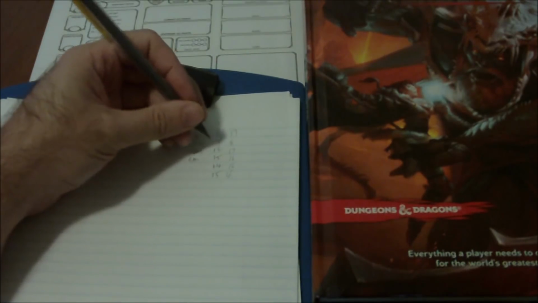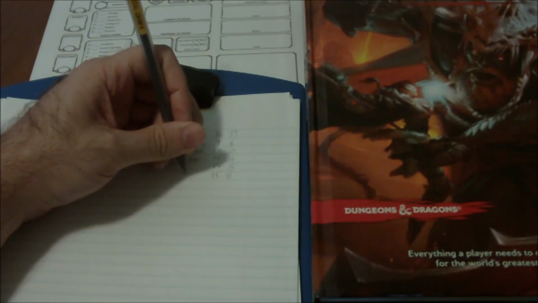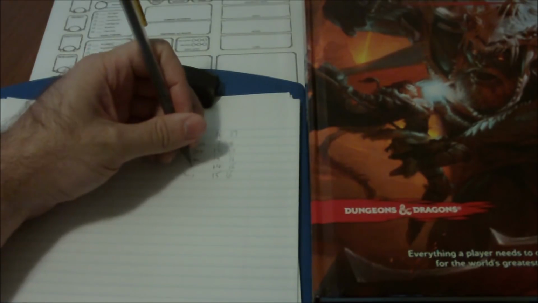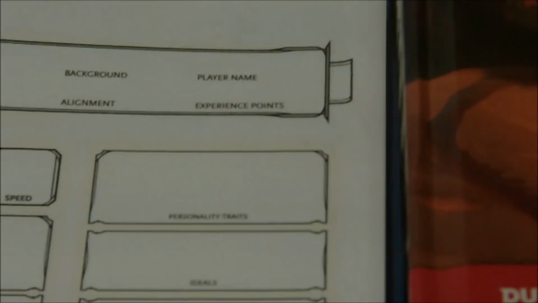Charisma will be the 8, so I'm not the most sociable person. And we're going to put the other 16 into wisdom, and why not intelligence for the 15. Probably not going to come into play in any way, shape, or form, but that's what we've got. So plug these into our character sheet.